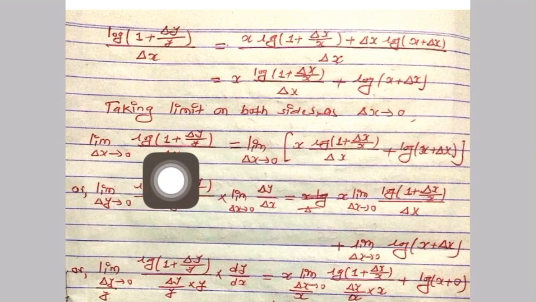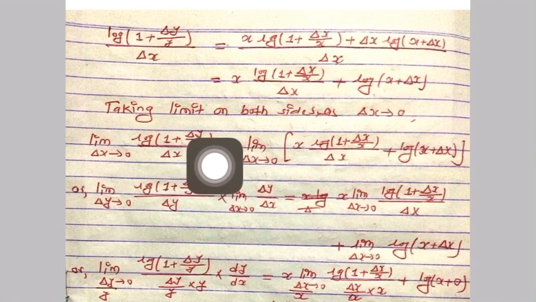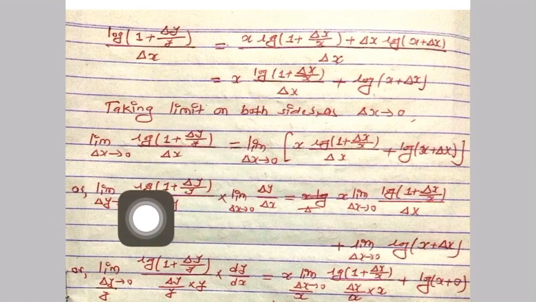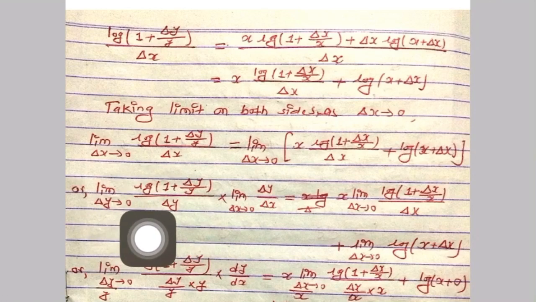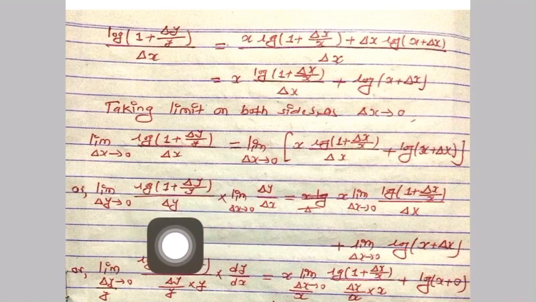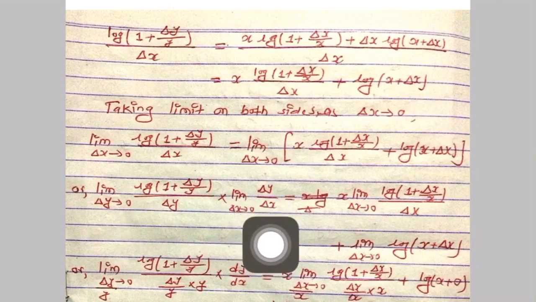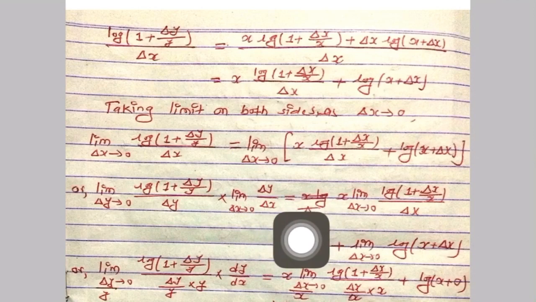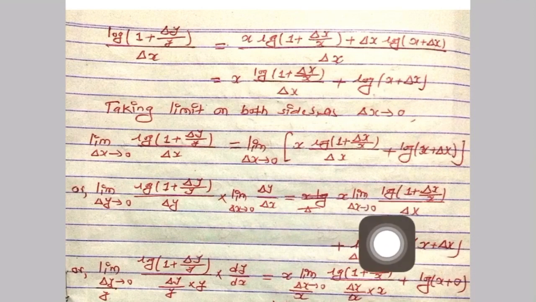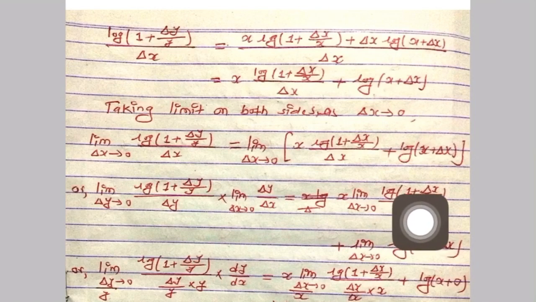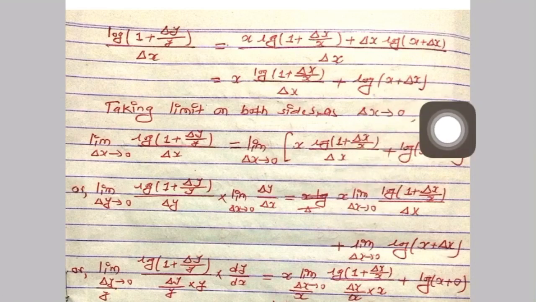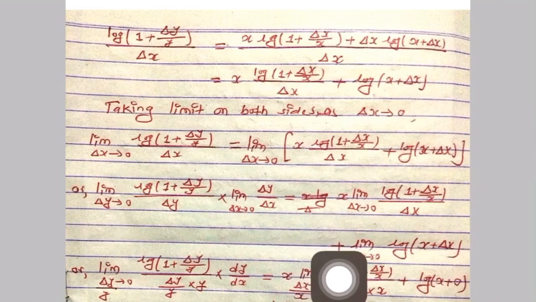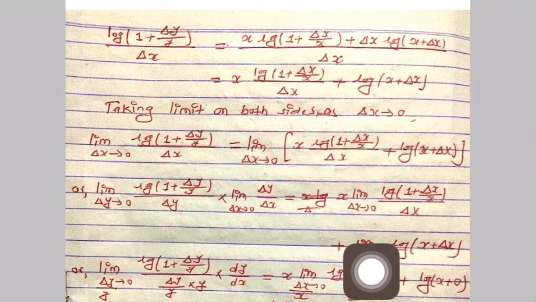For example, inside the log function there is del y by y, so we have to write this term in terms of limit del y tends to 0. So here the given factor is limit del y tends to 0 log of 1 plus del y by y divided by del y, multiplied by limit del x tends to 0 del y by del x, is equal to x times limit del x tends to 0 log of 1 plus del x by x whole divided by del x plus, and the second term is as it is after using the limit del x tends to 0.